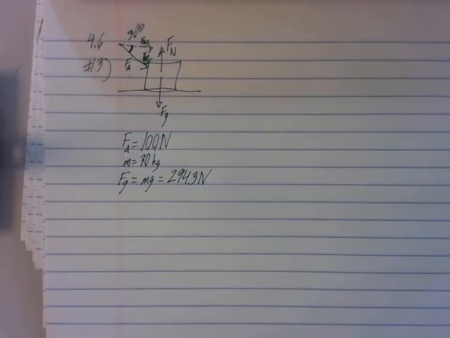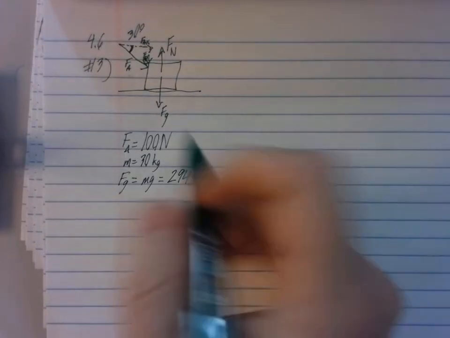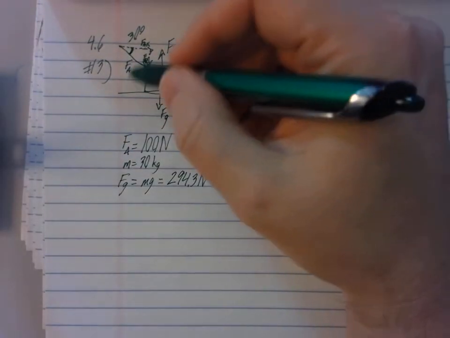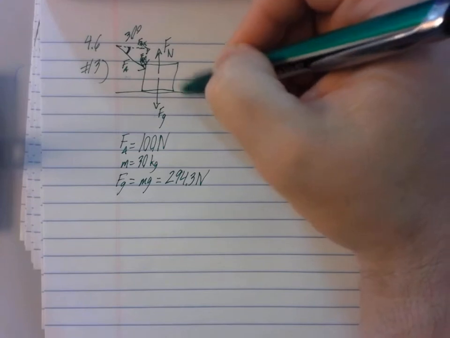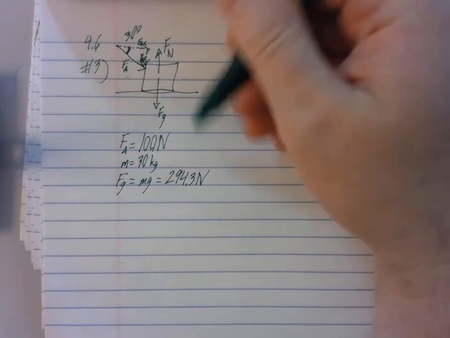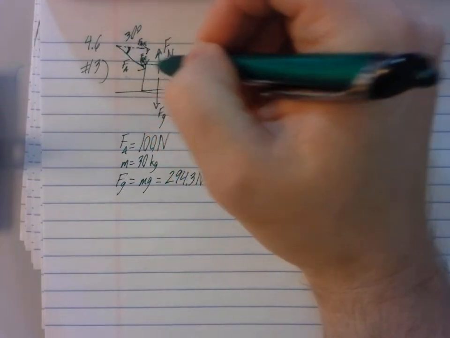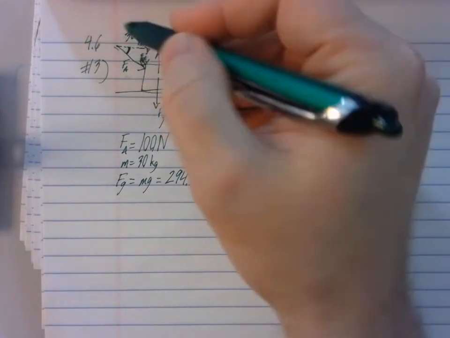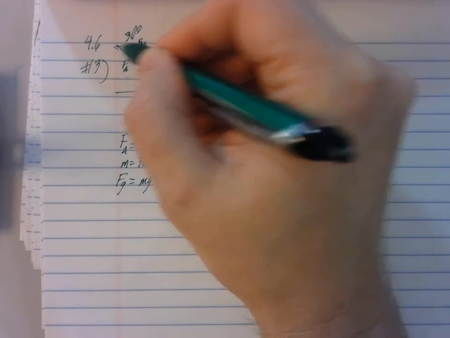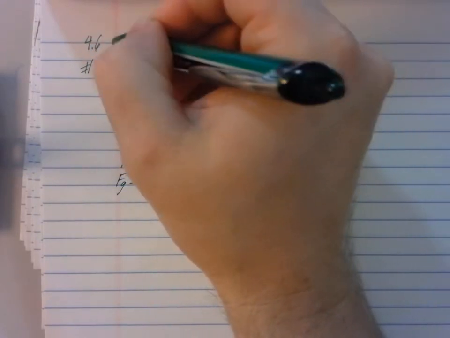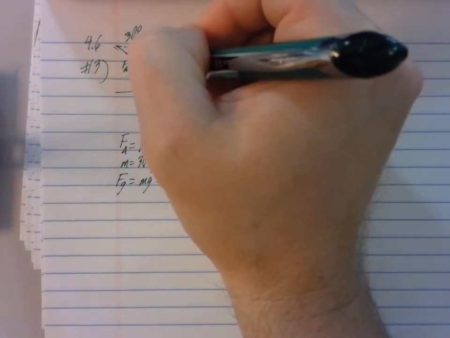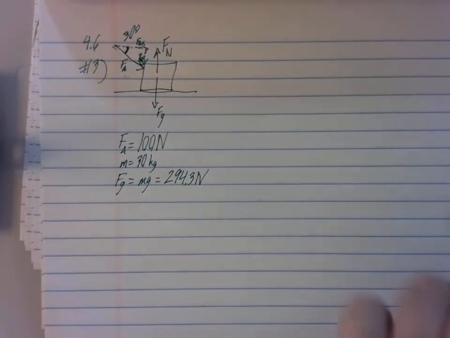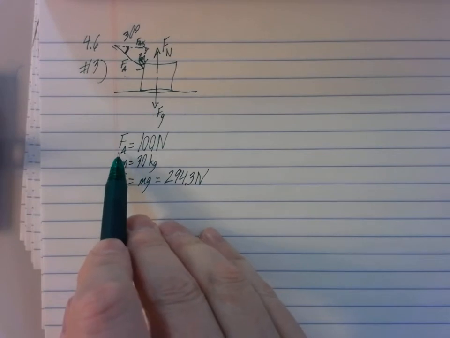Okay, 4.6 number 3 states that you have a box sitting on a frictionless surface. So we have our box, we have Fn because we're sitting on the surface, we have Fg acting down. The other thing is we have a 100 Newton force pushing down into the box at 30 degrees below the horizontal. So if we set up our components, it would go this and there, and that angle there would be our 30 degrees.